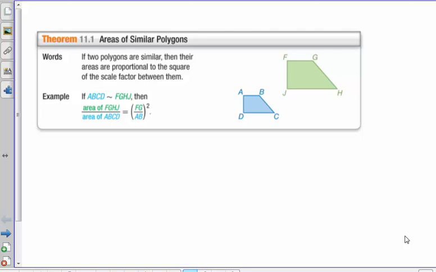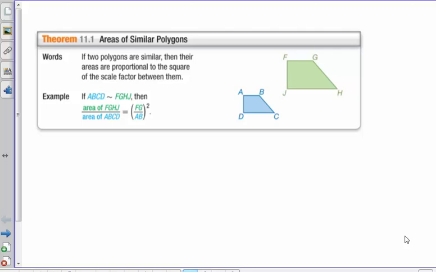remember, similar polygons have a similarity ratio, then their areas are squared. So if you look, theorem 11.1 says that if two polygons are similar, then their areas are proportional to the square of the scale factor between them. Remember that scale factor is the same thing as the similarity ratio.